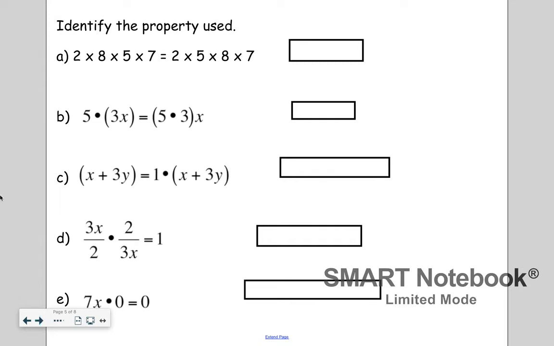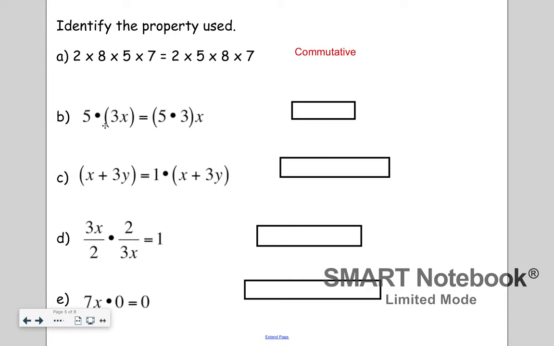All right, for the first one, I see 2 times 8, 5 times 7, and 2 times 5, 8 times 7. So I see it's the same numbers, but they switched the 8 and the 5. So I'm going to look for a property that says, listen, it's okay in multiplication to switch the order. If you turn your paper over, you will see that is the commutative property. Again, it says that you can switch multiplication or addition, and it's still the same answer.